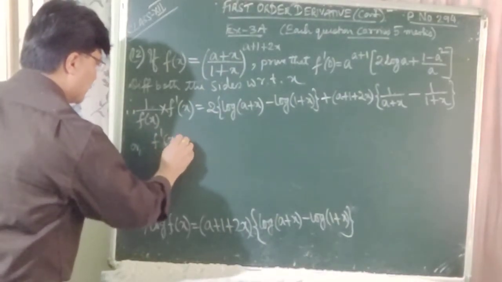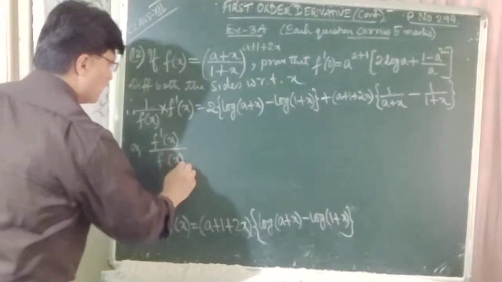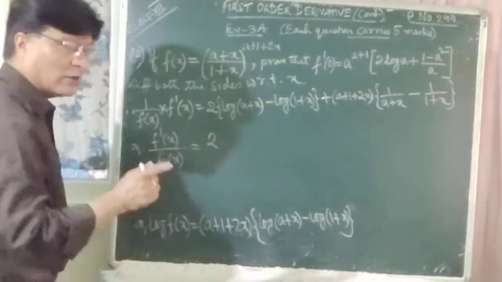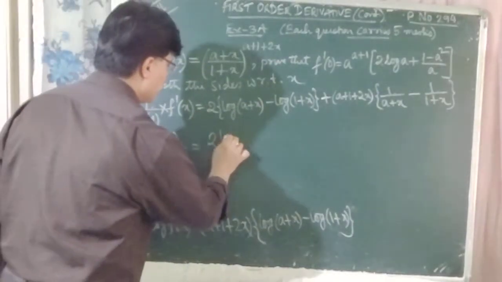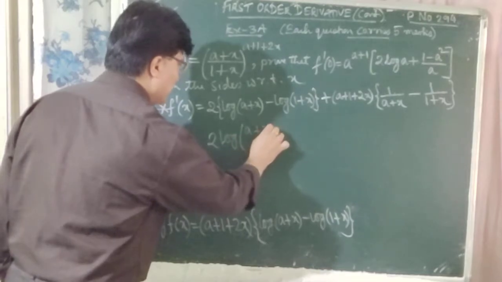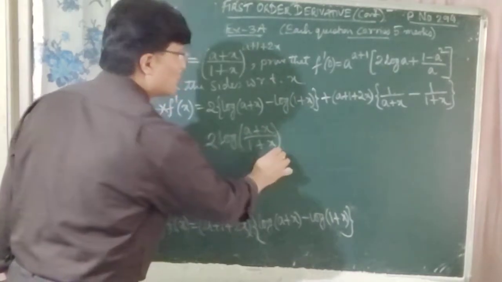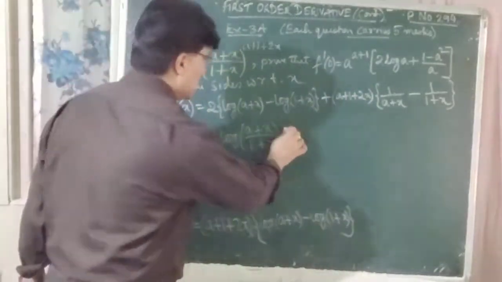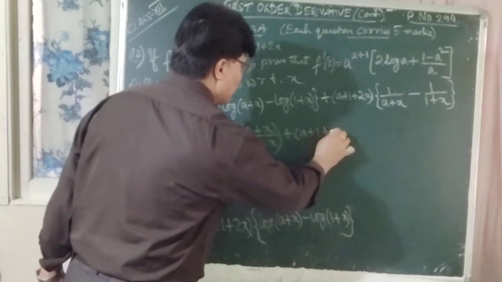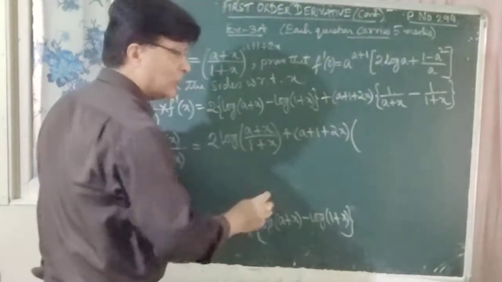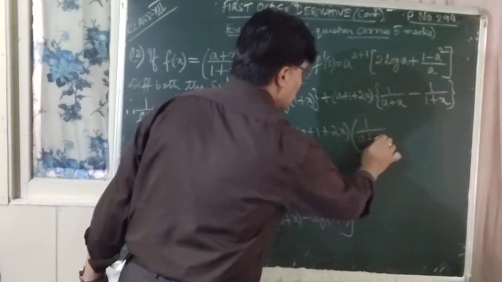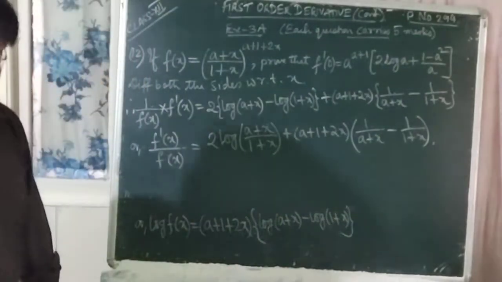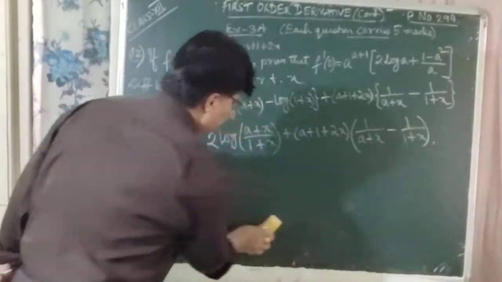Now next, let us simplify this right hand side again. So this is f dash of x divided by f of x is equal to twice into, again you can write here log a minus log b. Again use the formula log of a by b. So it is log of a plus x divided by 1 plus x. And keep the second term as it is, don't simplify it. So plus a plus 1 plus 2x, and within bracket here we have 1 upon a plus x minus 1 upon 1 plus x. Is that clear?